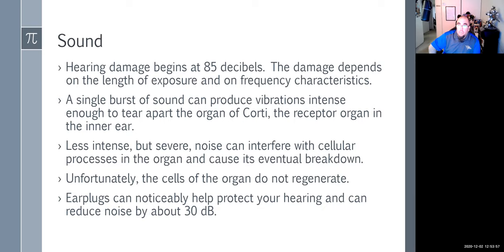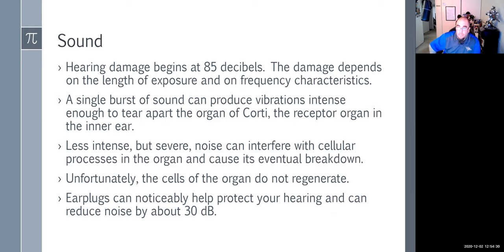A single sound can produce vibrations intense enough to tear apart the organ of Corti, the receptor organ of the inner ear. Less intense but severe noise can interfere with cellular processes in the organ, eventually causing breakdown. So it's not only a single exposure to a really loud noise, but it can also be caused by repetitive exposure to sub-damaging levels, in that 100 decibel range for a long period of time, something like working on a factory floor or working on tractor trailer trucks. Unfortunately, the cells in the inner ear don't regenerate.